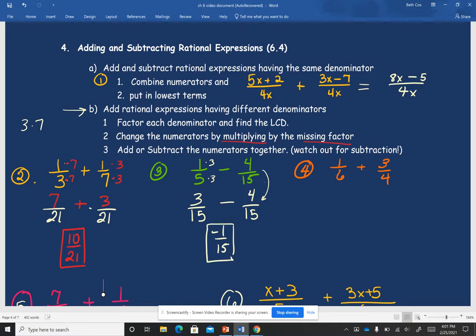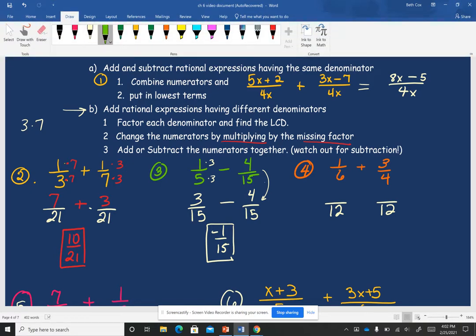All right, go a little faster. Common denominator for 6 and 4. Common denominator 6 and 4, going once, going twice. Oh, it's 12. Okay, and so now I'm going to change the numerators by multiplying by the missing factor.